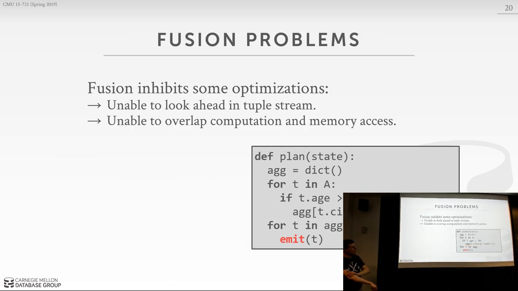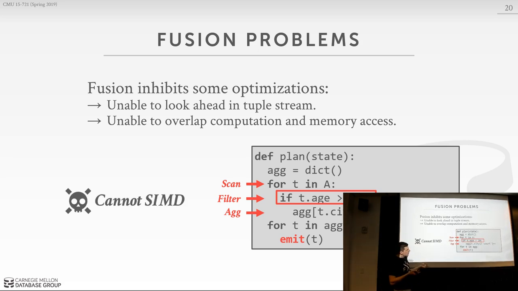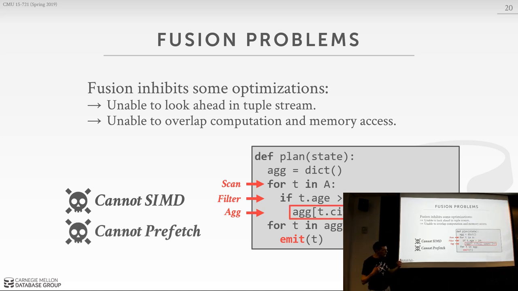So what we need to do in order to do this is understand where the problems are with this tuple-at-a-time approach. These are our three operations in our pipeline: scan, filter, aggregation. The first issue is this filter here. Because we're operating on a single tuple at a time to do this comparison inside this for loop, we can't vectorize this. We can't use SIMD, because it's one tuple: do the evaluation, then go back and get the next one. The next issue is this aggregation here. We're not going to be able to prefetch anything because we have to do a hash table lookup, since we're operating on a single tuple.